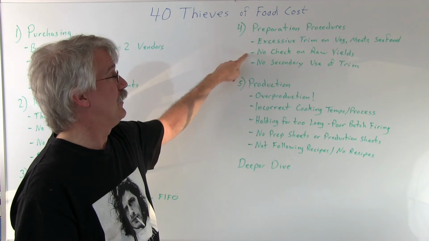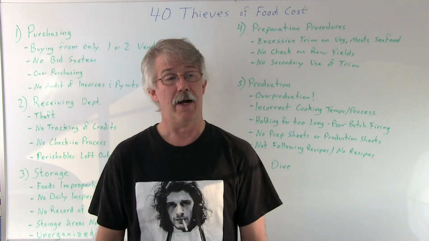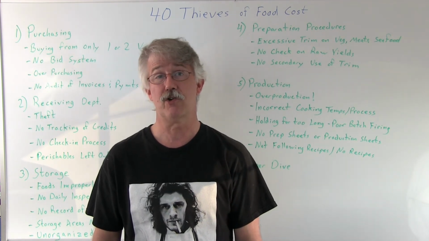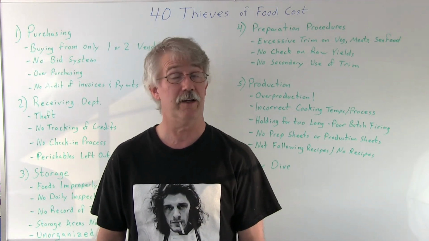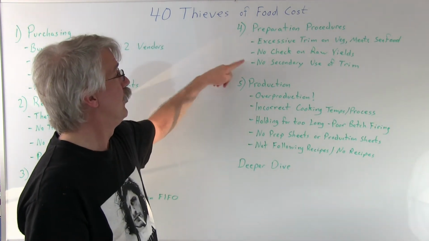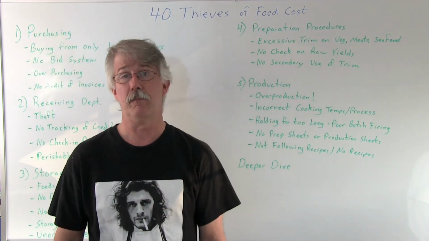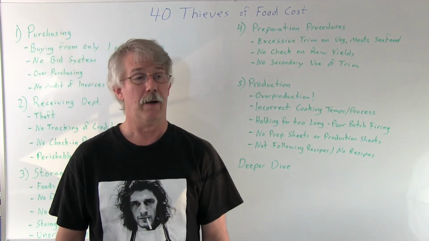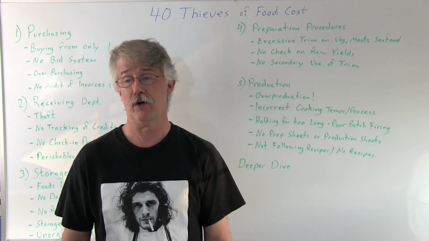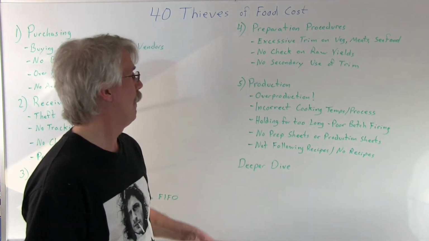No check on raw yields. Just because you've told them doesn't mean they're going to do it. We all know this. You need to follow up on a regular basis to make sure that the instruction you've given is the instruction that they are actually doing. No secondary use of trim. This is especially true for meats and seafood. You need to have a secondary use, say for your beef trim for burgers or some type of stir fry, and so on and so forth.